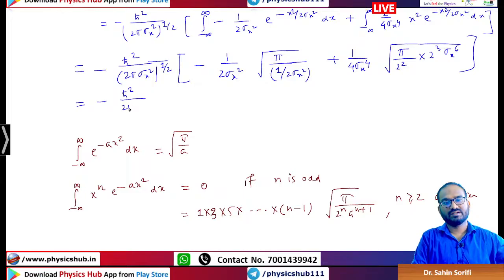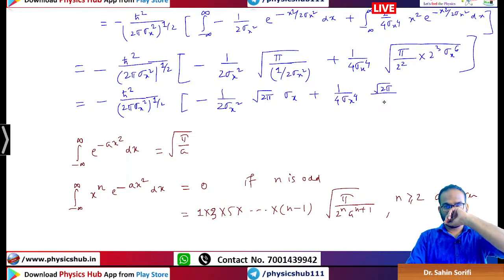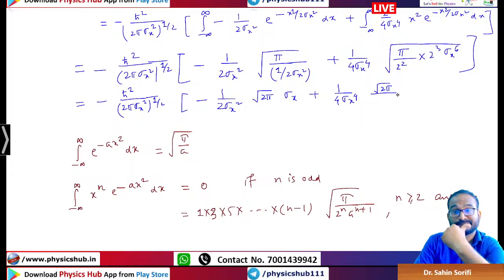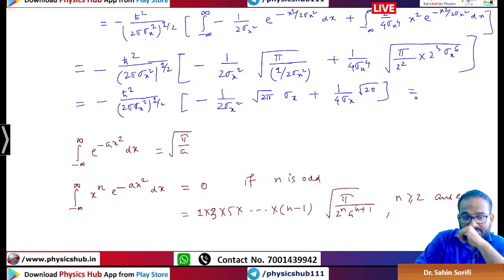This is equals to minus h cut square by 2 pi sigma x square to the power half. If you just simplify it a little bit, minus 1 by 2 sigma x square, square root of 2 pi sigma x plus 1 by 4 sigma x to the power 4. This becomes square root of 2 pi, and sigma x cube will come, so this 4 will vanish. And if you calculate this, root 2 pi by 2 sigma x and root 2 by 4 sigma x. So minus 1 by 4 sigma x root 2 pi.